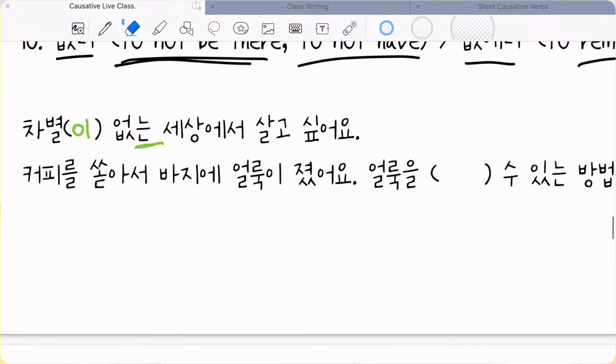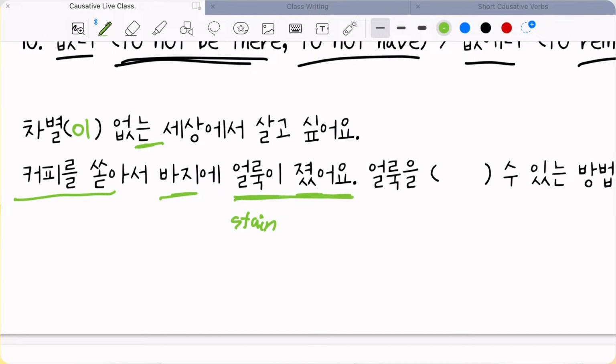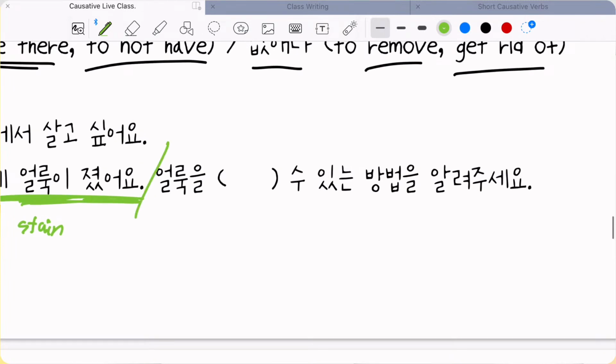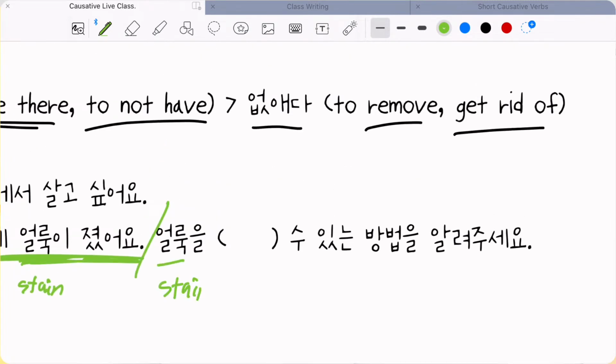And how about the next one, guys? 커피를 쏟아서. 쏟다, we learned this. I'm not sure which lesson it was, but 커피를 쏟다 means to spill the coffee. I spilled my coffee, so 바지에, on my pants. 얼룩 means stain. 얼룩이 지다 is a verb meaning to be stained. So 얼룩이 졌어요. There's a stain on my pants because I spilled my coffee. 얼룩을, stain을 blank 수 있는 방법을 알려주세요.